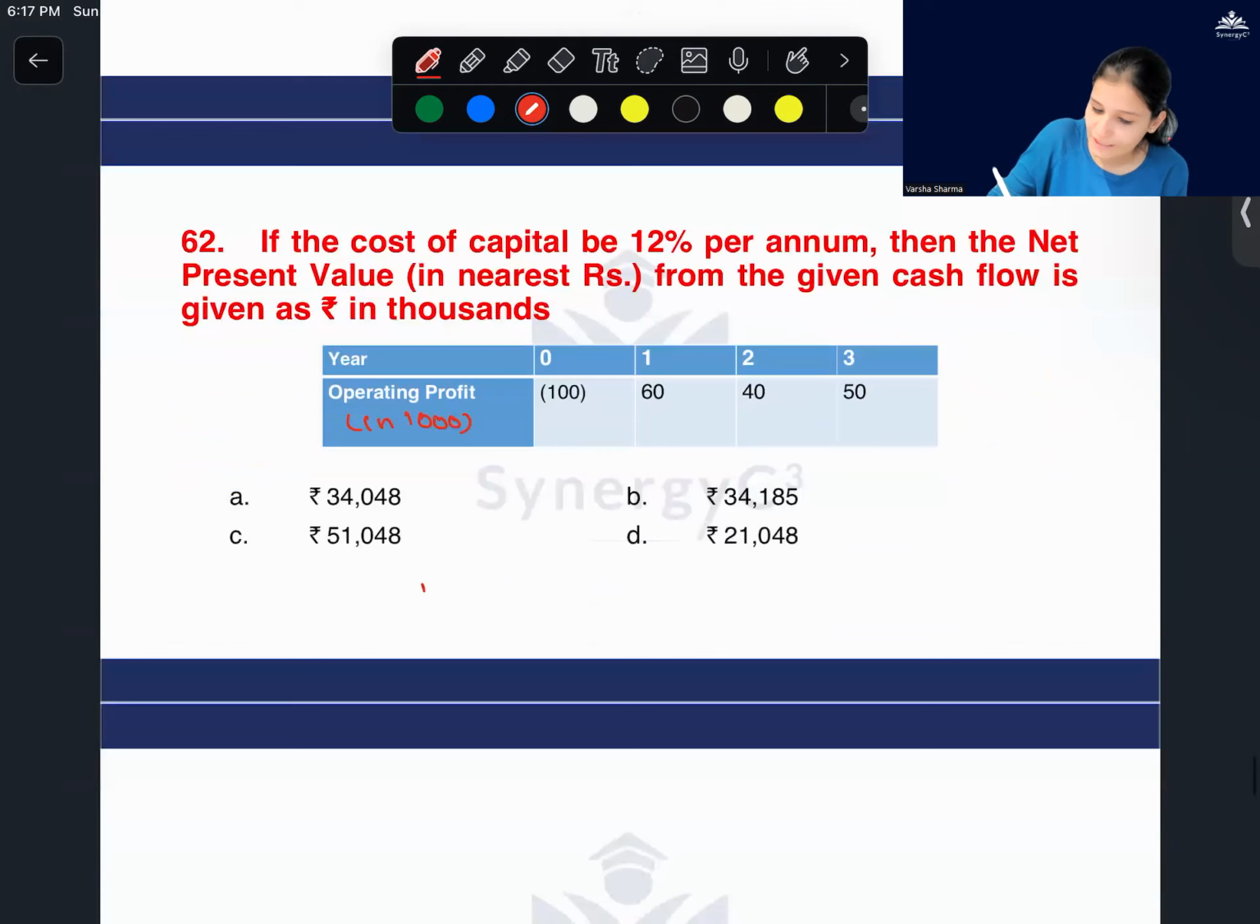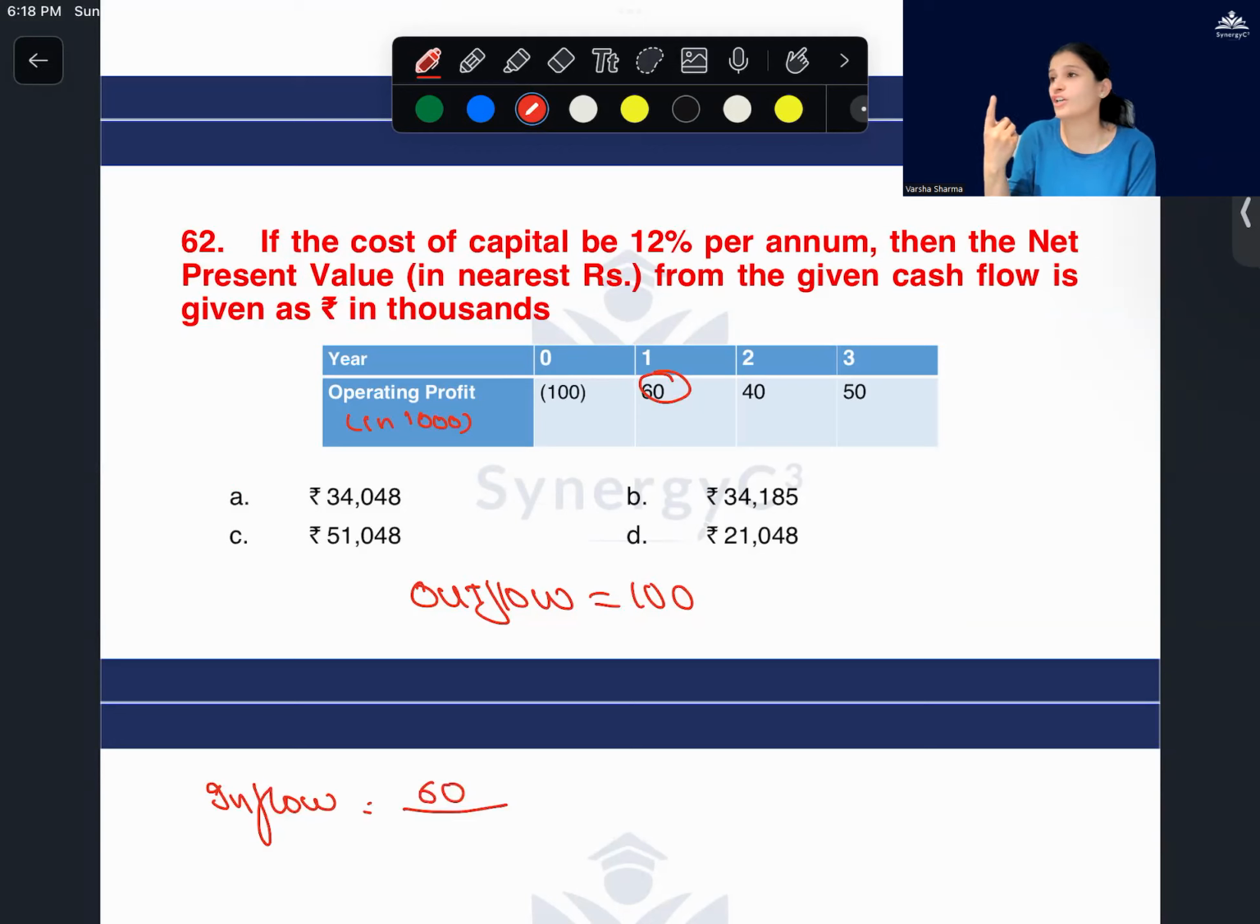So first, outflow. What is outflow here? 100. Now let us talk about total inflow. For the first 60, only backtrace it by 1 year, yes or no? That is 1.12. Then 40 divided by... 40 will be backtraced to 2 years.